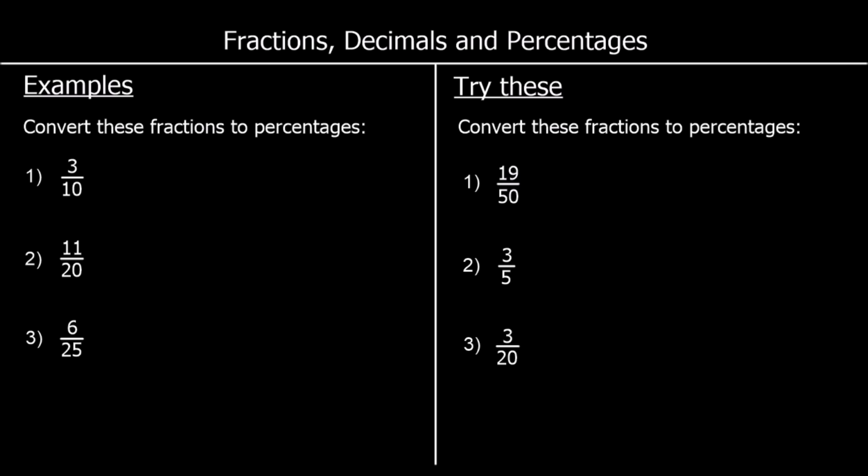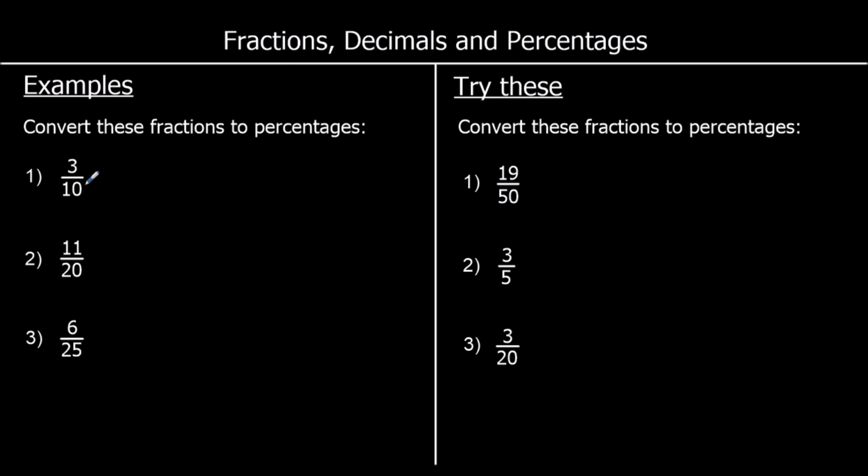Convert these fractions to percentages. So we can convert fractions to percentages by doing the opposite, which is making the fraction out of 100. So how can we make 3/10 out of 100? If we times top and bottom by the same thing, the fraction stays equivalent. So we can change a fraction by timesing top and bottom by the same thing.